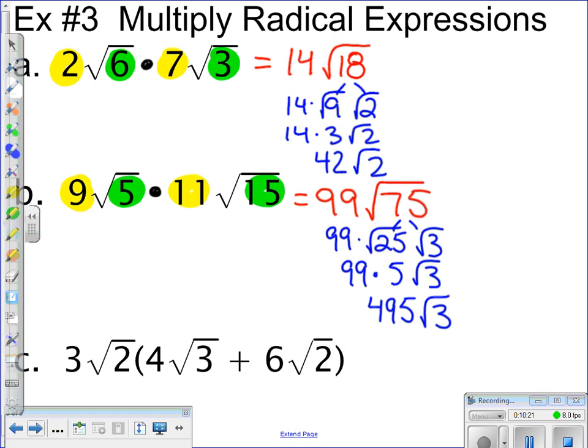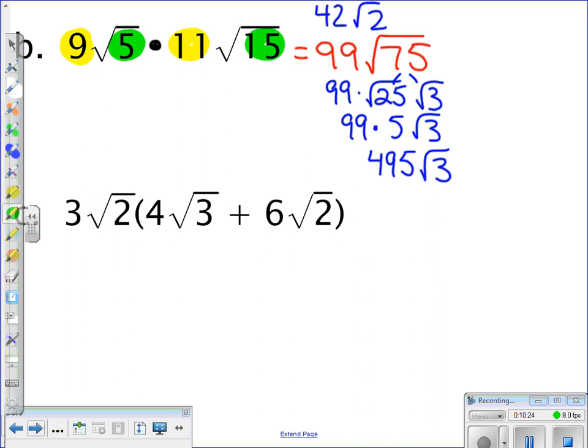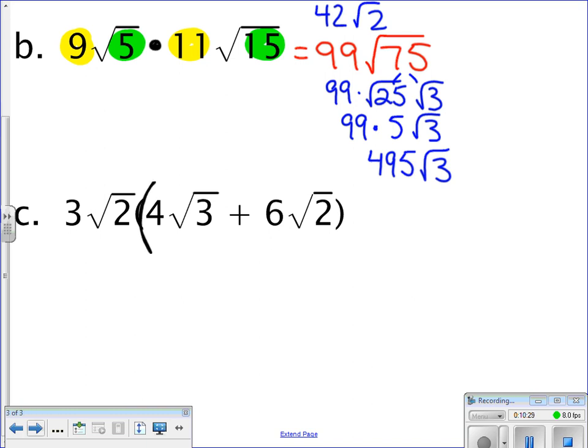And then the last one here, in case you don't notice them, I'll make them a little bit bigger. We have parentheses. So distributive property works with radicals. So you need to multiply 3 square root 2 times 4 square root 3. So multiply the first numbers. 3 and 4 is 12. 2 and 3 is 6.